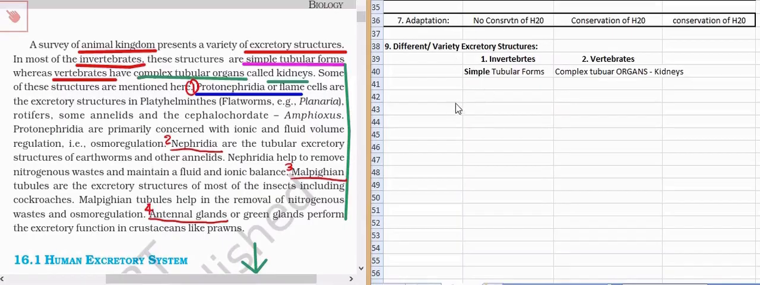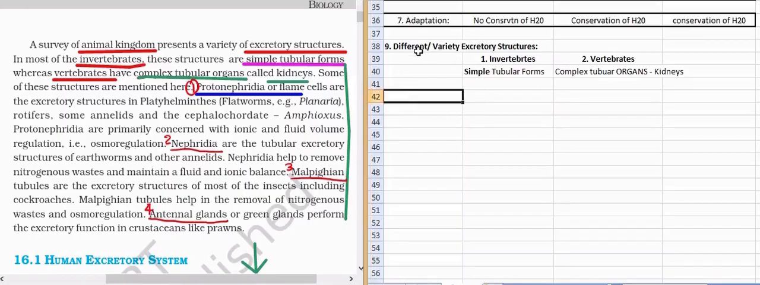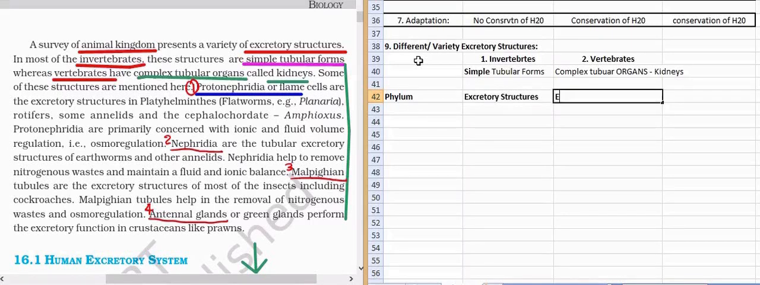So let's make a note of the examples. First, we should mention the phylum. I'll explain why we should discuss the phylum. Next, types of excretory structures. Next, you should understand what examples are given. Next, what are the functions? These are the things you should understand. Now, the first one is protonephridia, so let's write it down.